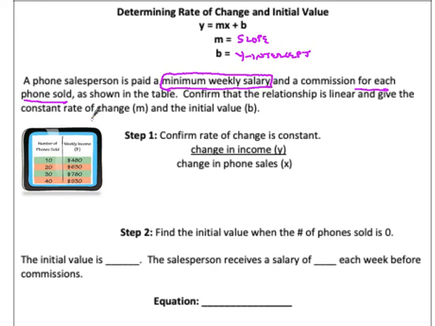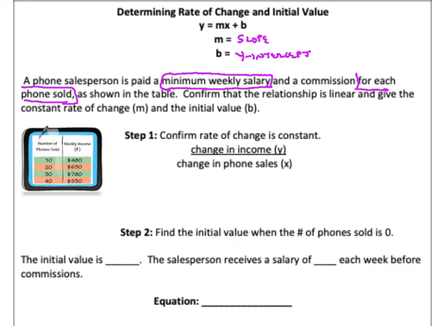So what we want to do is confirm that the relationship is linear and then give the constant rate of change and the initial value. So our initial value is going to be the minimum weekly salary, because no matter what, every week they're guaranteed to make that money. So that's always going to be a starting point for how much money they make a week. What's going to determine how much money after that is how many phones they actually sell, because that's what's going to increase how much money they make.